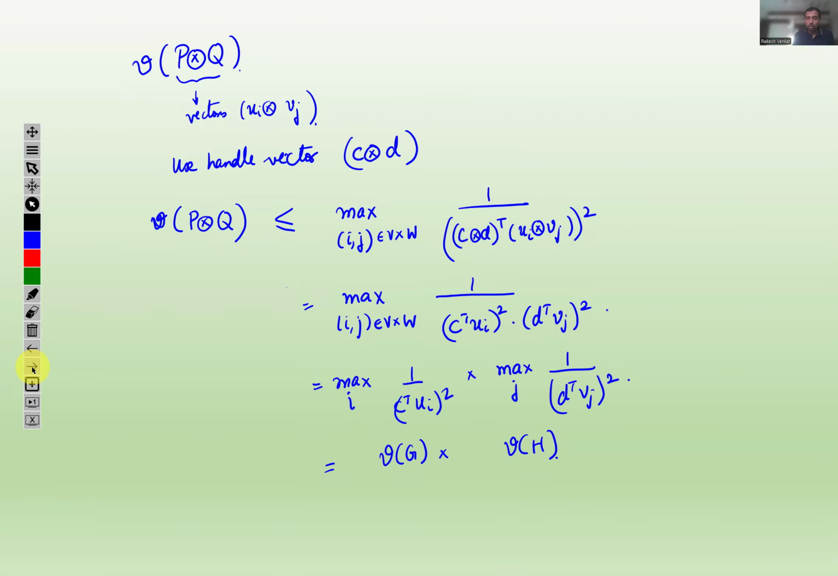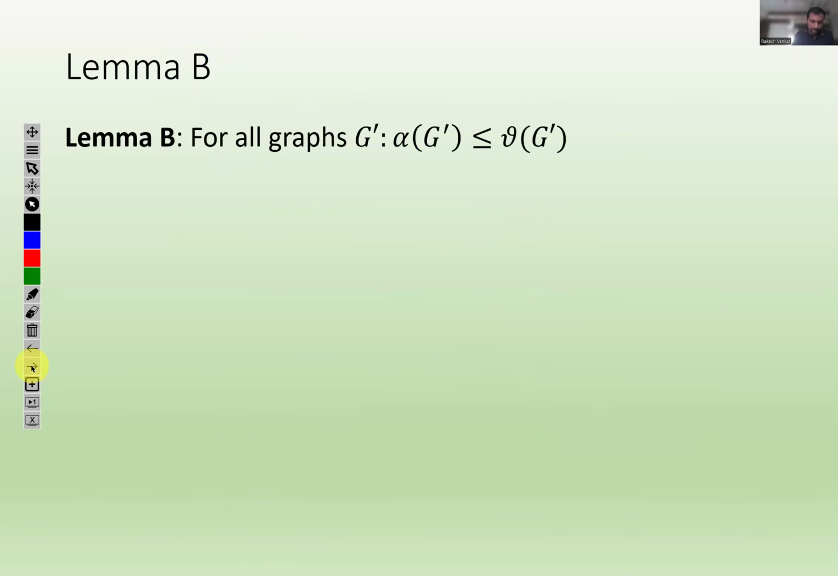Okay, good. So I hope that clarifies. This finishes the proof of lemma A, which is that theta function is multiplicative. And now that we have shown the theta function has some nice property, the question is, can you lower bound it by relating it to the quantity that we wanted? So let's do this now.